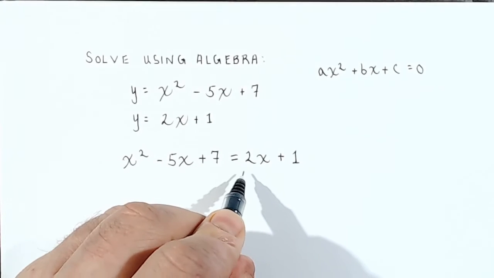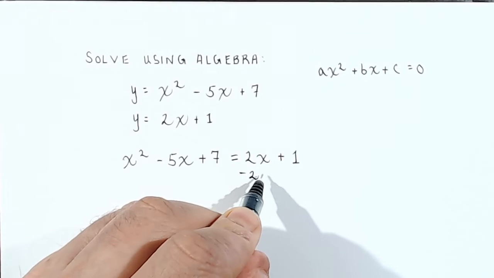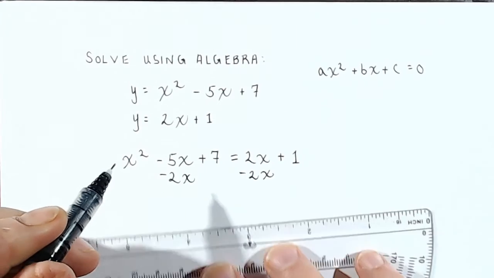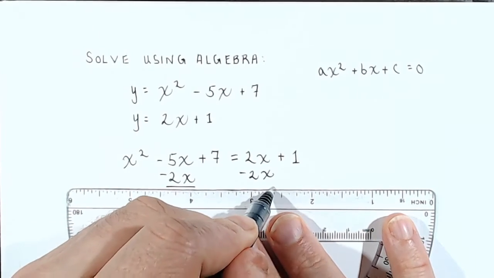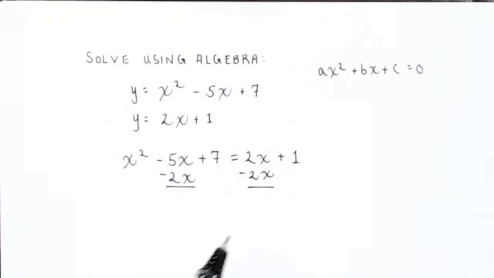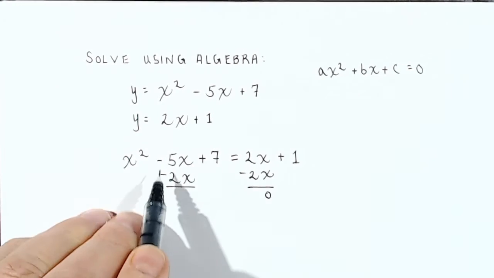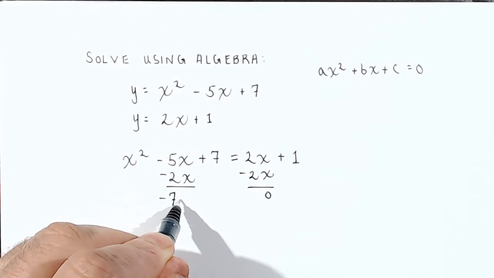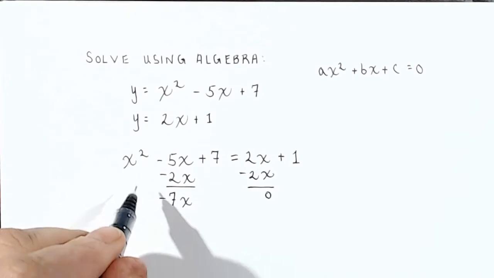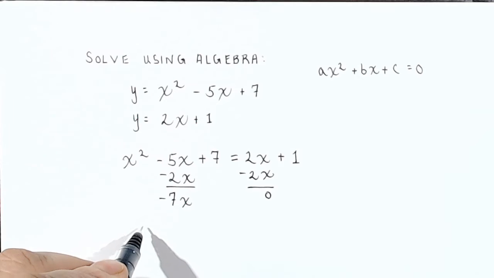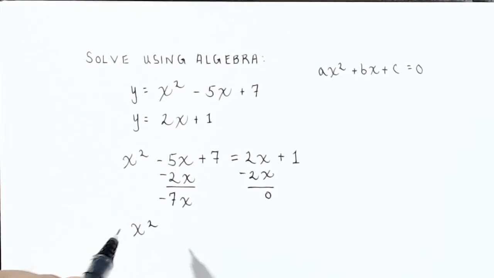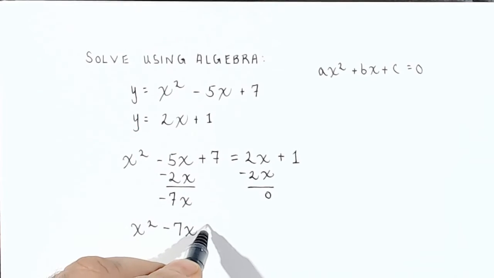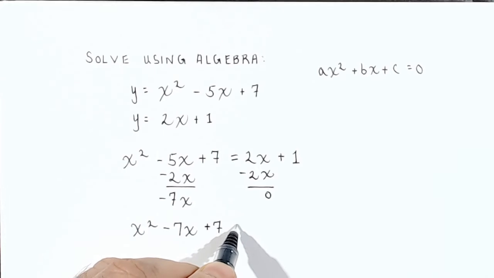So we can start by subtracting 2x from both sides. On the right side, 2x minus 2x is 0. On the left side, negative 5x minus 2x is negative 7x. So let's write what we have. This x squared comes down. So we have x squared minus 7x. Bring down the plus 7. And set that equal to 1.